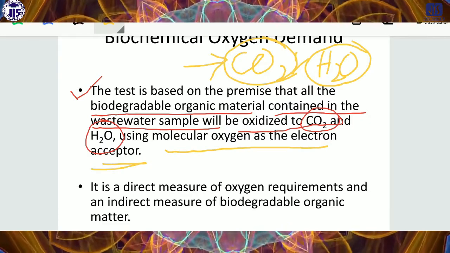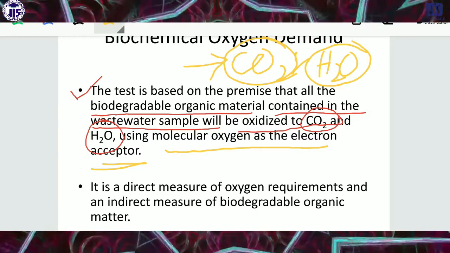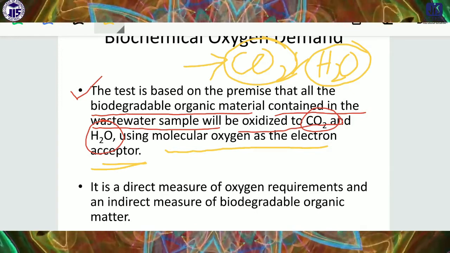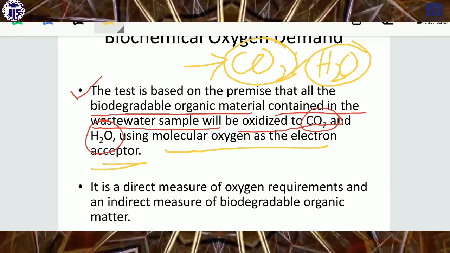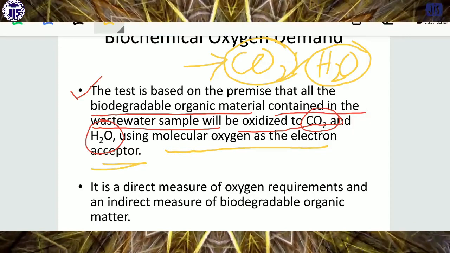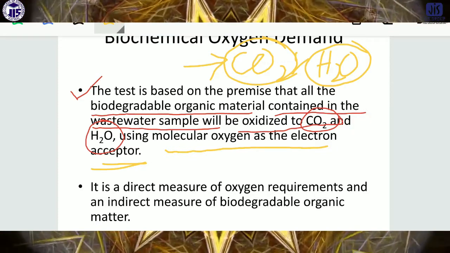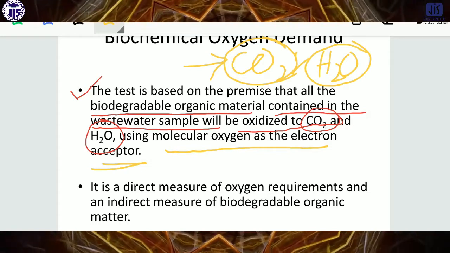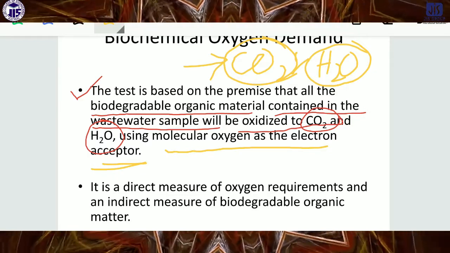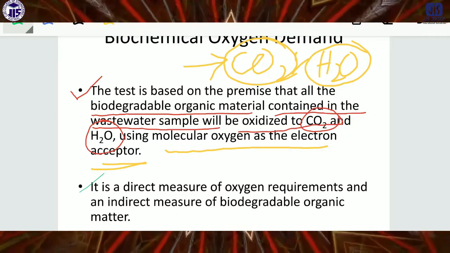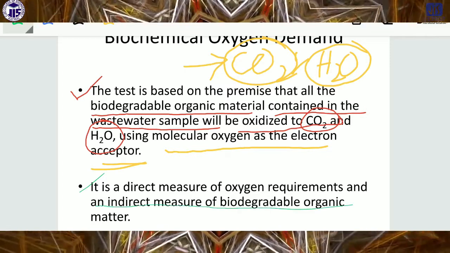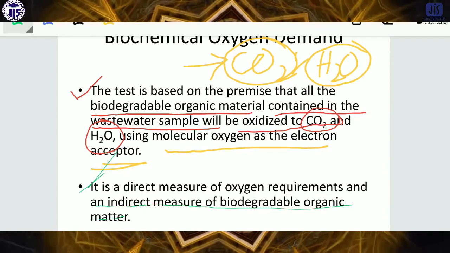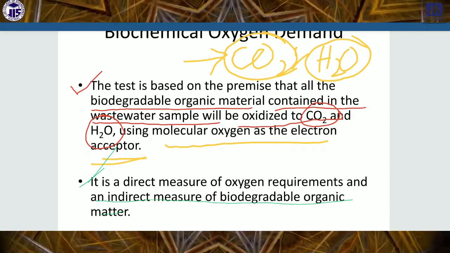So the biochemical oxygen demand means we have to check how much oxygen is required by the bacteria for a standard sample to oxidize all the biodegradable materials. It is a direct measure of oxygen requirement and an indirect measure of the biodegradable organic matter. These are the two points you have to keep in mind regarding the biochemical oxygen demand.